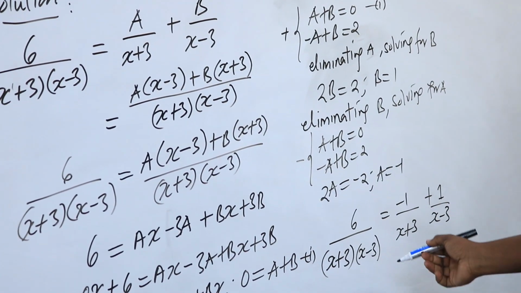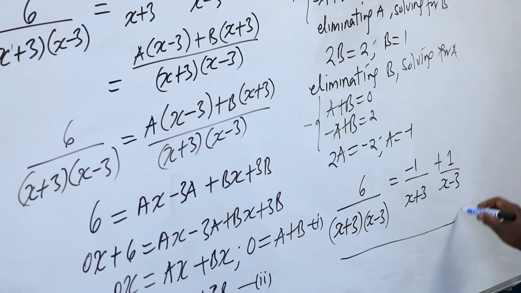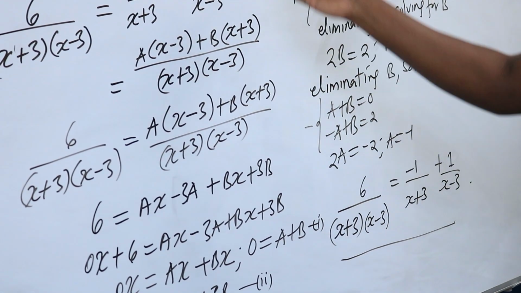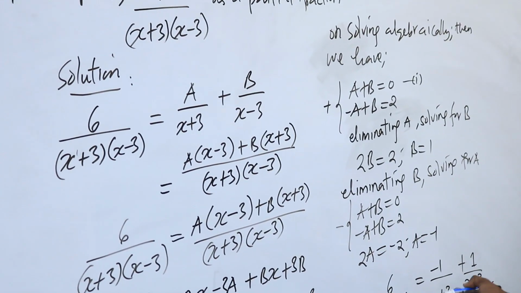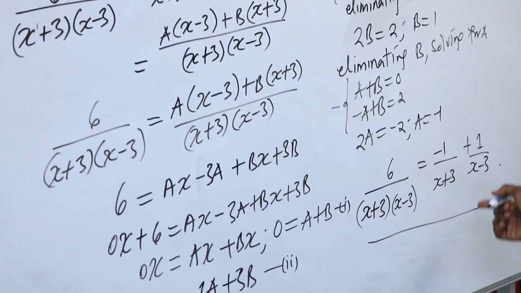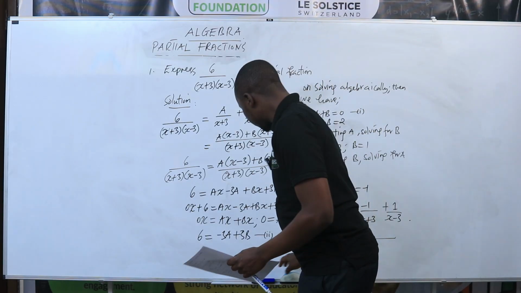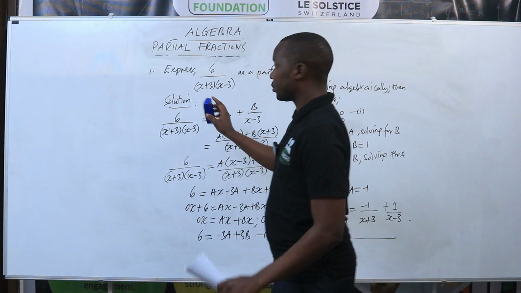So having reached this point, now we can say this complex algebraic fraction is expressed as partial fractions. As you can see, there are two fractions here now. Okay, this is about example number 1. Now let's switch to example number 2.